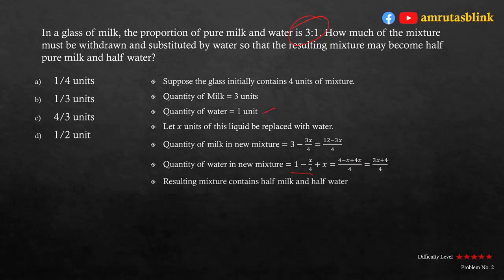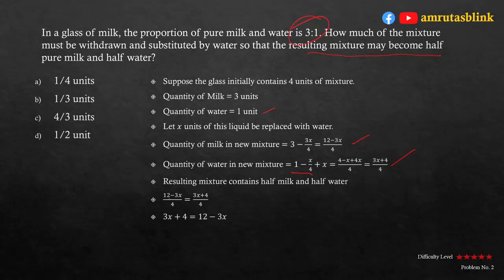Now moving back to the last part of the question, the resulting mixture may become half pure milk and half water. So if there are 2 units, then there will be 1 unit of milk and 1 unit of water. Hence we can say that the quantity of milk and the quantity of water in that mixture is equal. Hence we can say that 12 minus 3x upon 4 is equal to 3x plus 4 upon 4.